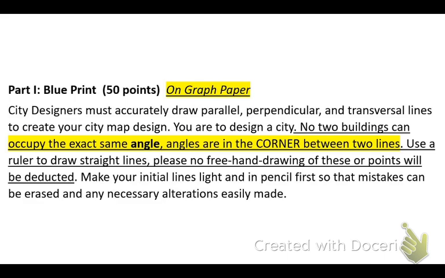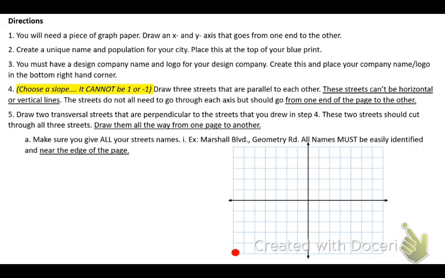So here are the steps. After today, I'm just going to tell you to read the steps, because it tells you word for word what to do. So when you get your graph paper, what does it say the first step is to do? Draw an X and Y axis that goes from one end to the other. So pretend that this is my graph paper. You see how my X and Y axis goes from one edge of the page to the other? Okay, so that's how yours will go.